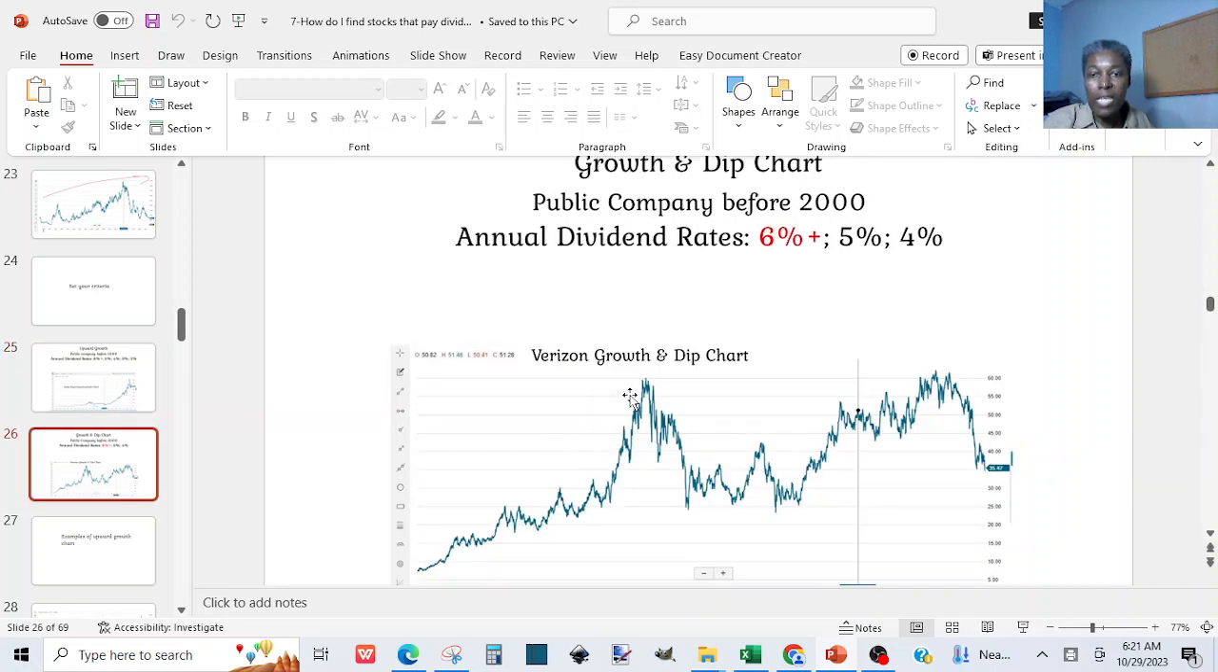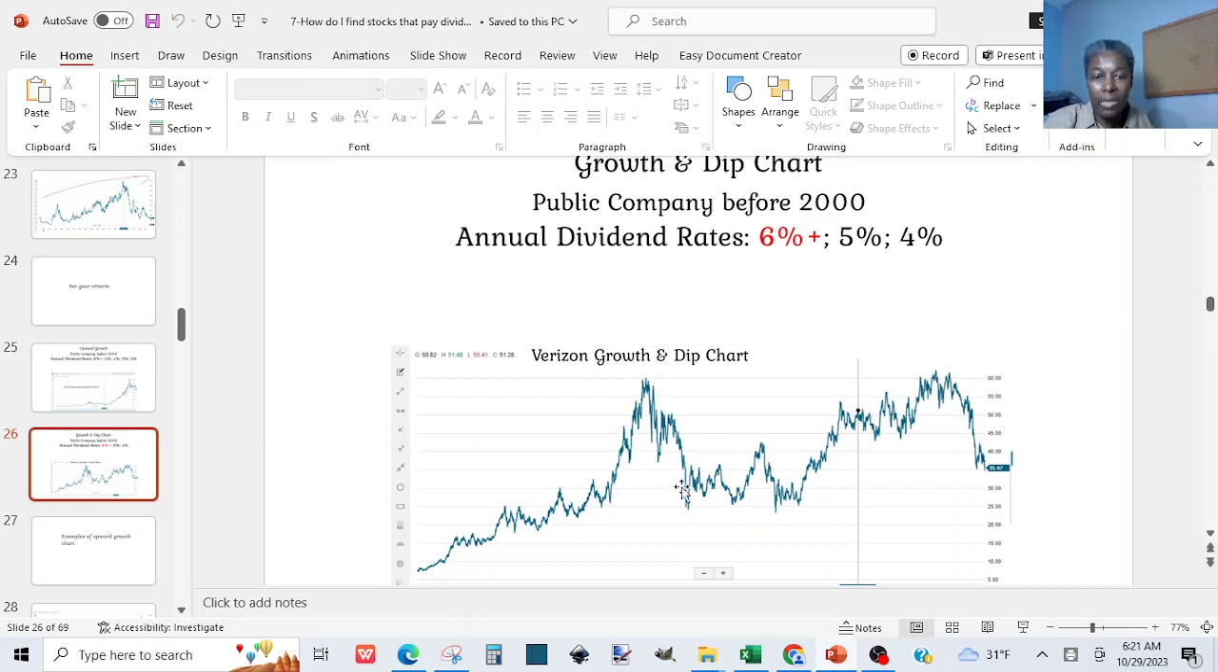And this one is Verizon, and Verizon is growth and dip. By growth and dip, you are seeing up, you are seeing down, you are seeing up, you are seeing down, and those ups and downs are quite obvious. They are big jumps, big dips. So I like to call it a growth and dip chart. You can name yours any way that pleases you.